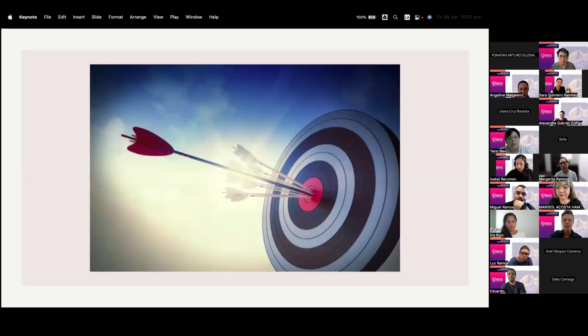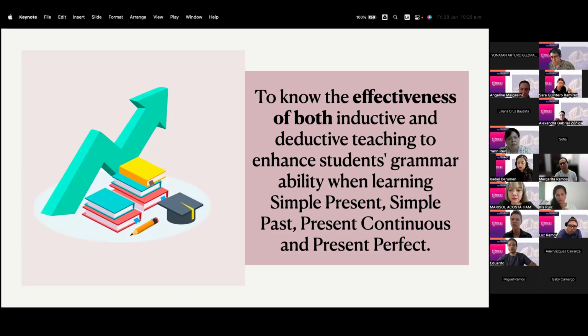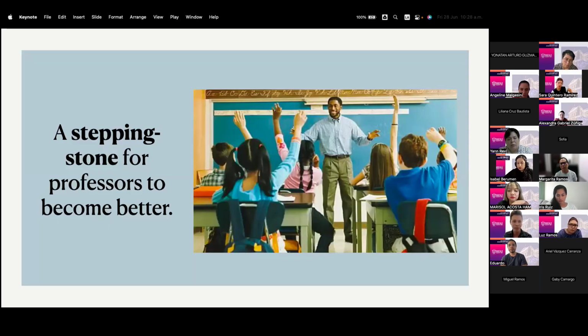Okay, now let's move to the objective. The main objective here is to know the effectiveness of both the inductive and the deductive approach, deductive teaching and inductive teaching, in enhancing the students' grammar ability, particularly when learning four different topics, which are simple present, simple past, present continuous, and present perfect. In addition, we want to know which approach is better when teaching these four topics. So we're going to analyze the effectiveness of both, and at the end, we are going to realize which one is the most appropriate one.